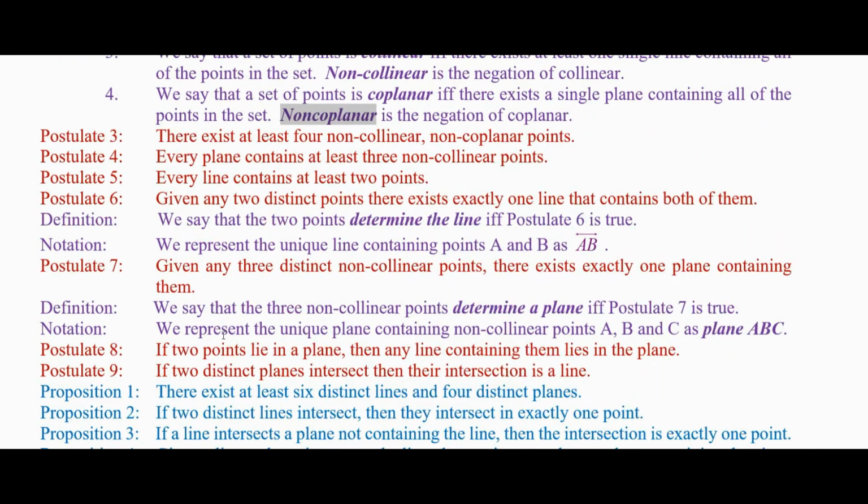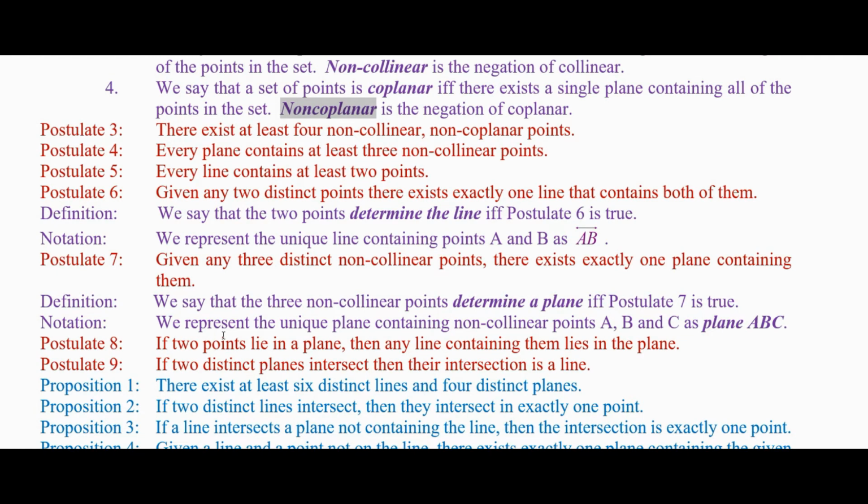Postulate 3: there exist at least 4 non-collinear, non-coplanar points. Postulate 4: every plane contains at least 3 non-collinear points. Postulate 5: every line contains at least 2 points. Postulate 6: given any 2 distinct points, there exists exactly one line that contains both of them. We say that 2 points determine the line if and only if postulate 6 is true. Given any 2 distinct points, there exists exactly one line that contains both of them.